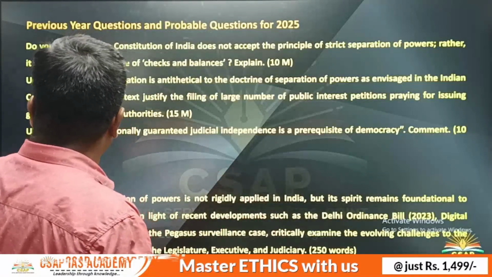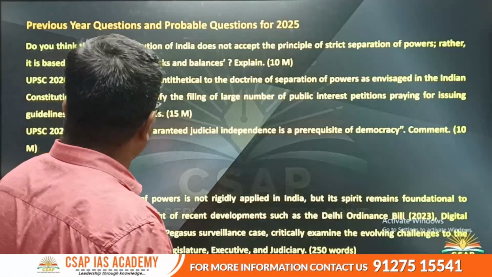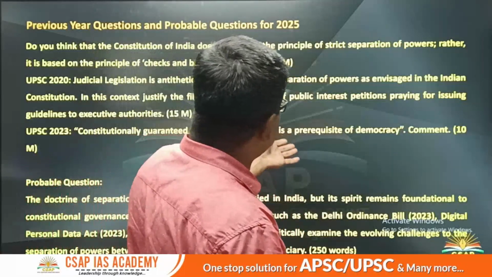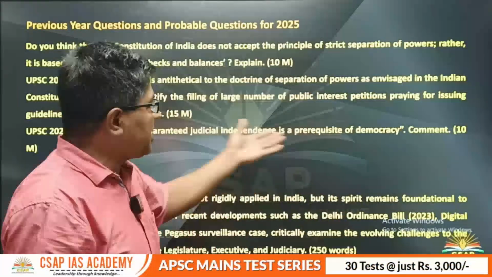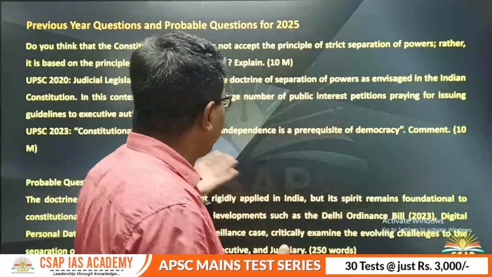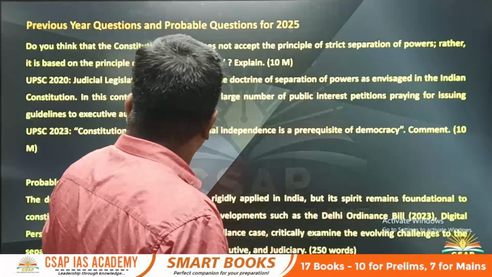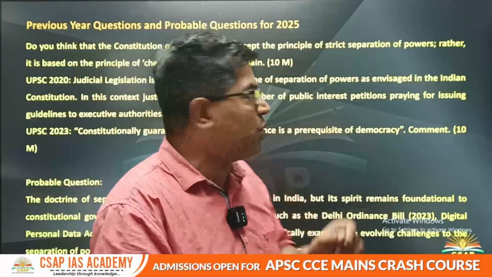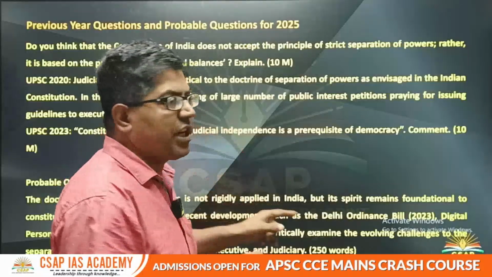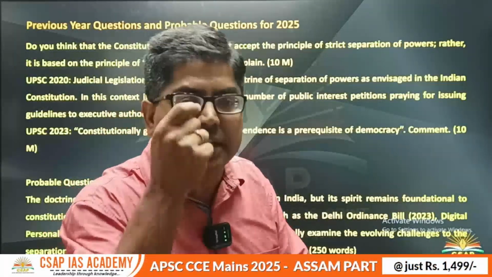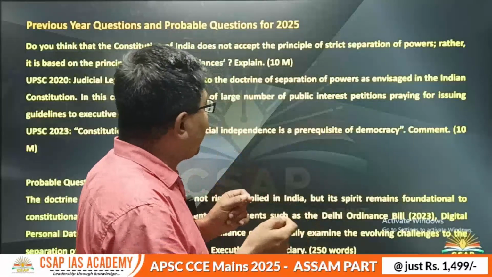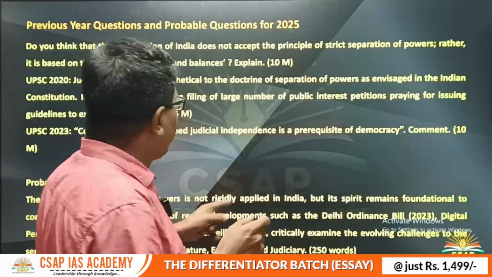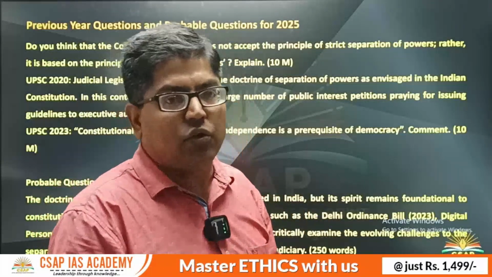Now, in 2023: constitutionally granted judicial independence is a prerequisite of democracy. I think from this discussion, this question is very much clear to you. You have to mention what the constitutional provisions are which grant independence to the judiciary, and why this is sacrosanct and crucial, so that our democracy can flourish, and what the threats are if the independence of the judiciary is not protected through constitutional provisions.